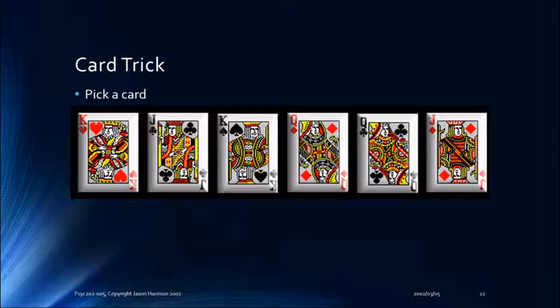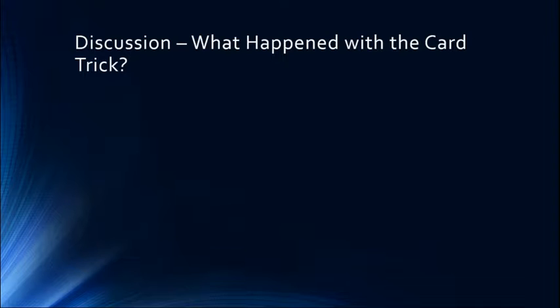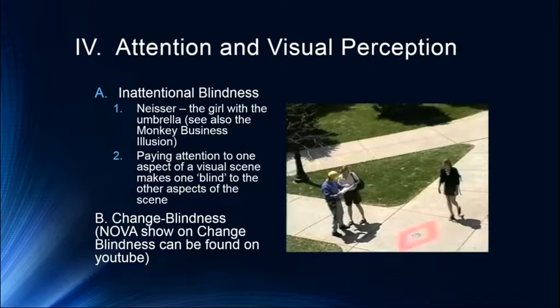This is what we call inattentional blindness, or even change blindness. Inattentional blindness occurs when we pay attention to one aspect of a visual scene. It makes us blind to the other aspects of the scene. So in the card trick, you pay attention to your card and don't pay any attention to the others. And then when you look at the second display, you're only looking for your card. You're not looking for the other cards, so you're not paying attention to that. That girl with the umbrella at the very beginning of the lecture is also a form of inattentional blindness.